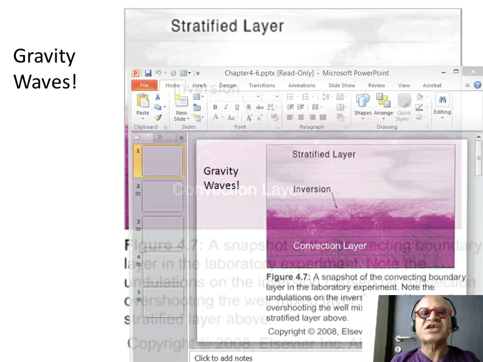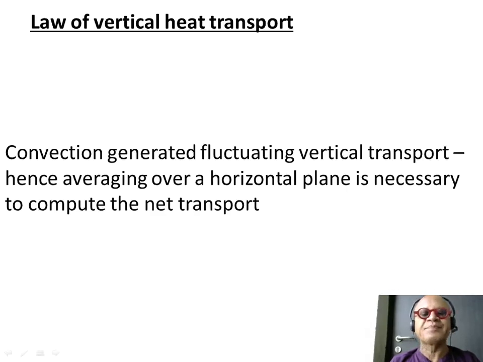So this is the convection layer, which is becoming unstable and sending buoyant parcels up into the stratified stable part of the water column, and you can clearly see these inversions being visible when the convection layer overshoots into the stable layer. So that's a good example of how gravity waves get set up, right?